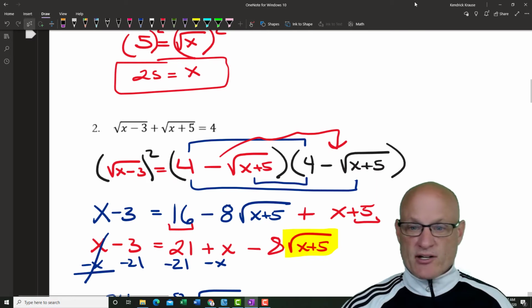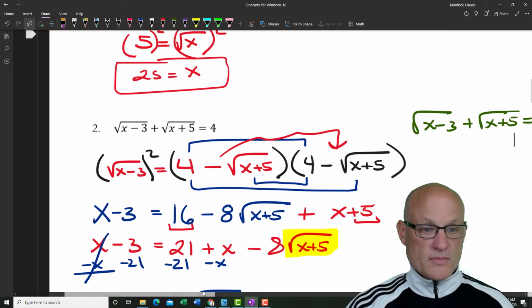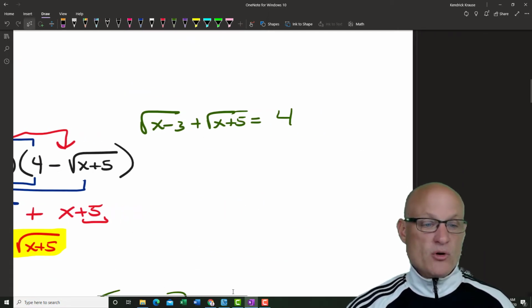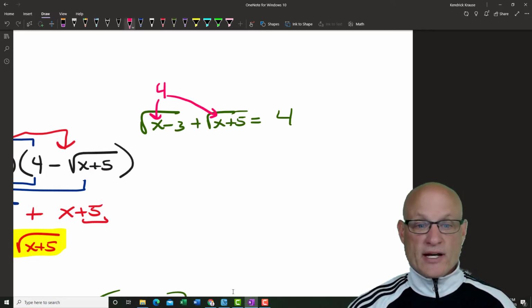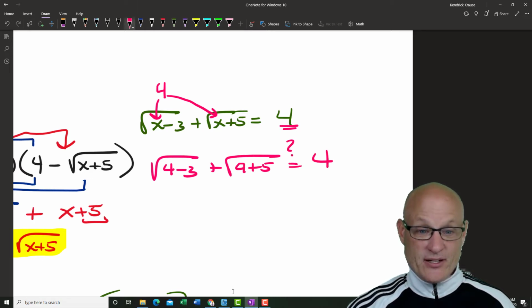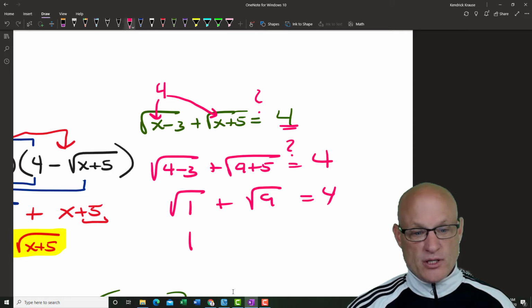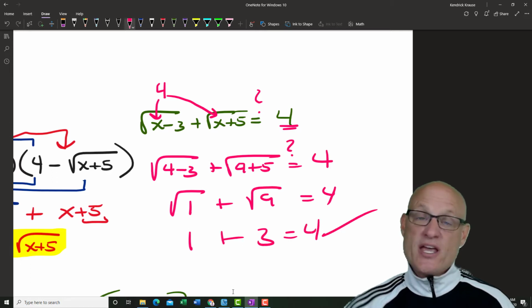So I'm going to check this off to the side here. Let me rewrite it real quick. The square root of x minus 3 plus the square root of x plus 5. I'm hoping that equals 4. All right, so 4 was my number, so I'm going to plug a 4 in for x, and hopefully I get 4 out. So the square root of 4 minus 3 plus the square root of 4 plus 5 equals 4. Actually, does it equal 4? I don't know. That's what we're checking. This is the square root of 1 plus the square root of 9. Does that equal 4? And yes, 1 plus 3 equals 4. Checks. Got it. Nailed it.